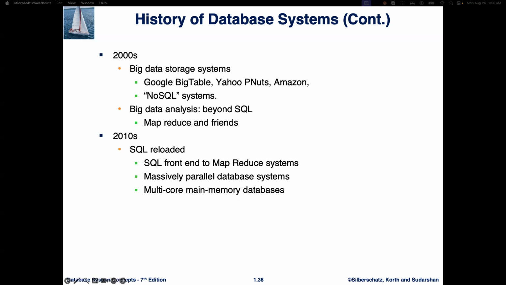Massively parallel distributed systems came on, and multi-core main memory databases also started emerging in this era. Advances in hardware technology, particularly multi-core processors and large main memory capabilities, led to the development of in-memory databases.